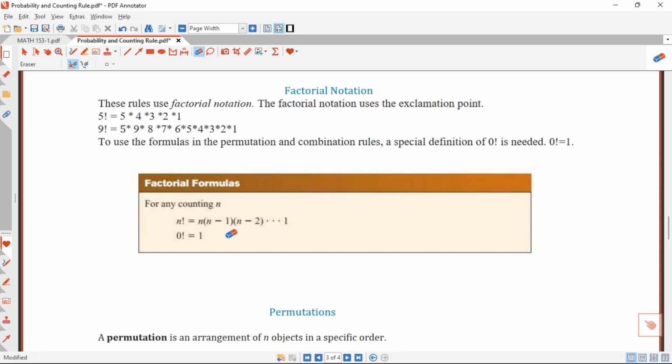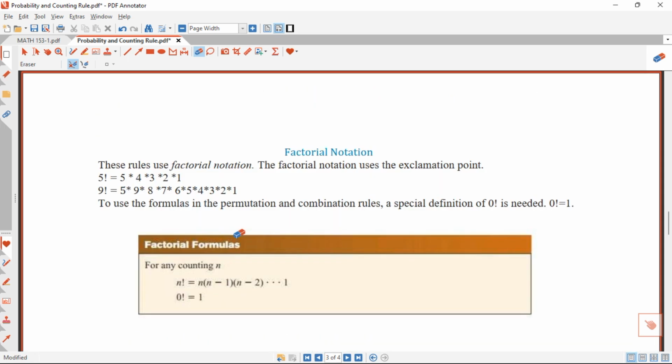So let's continue. We are done with the fundamental counting rule. We are going to the permutation and then the combination rule. For us to really understand and appreciate them, we have to understand what is termed factorial notation. So we are going to discuss the formula for the factorial notation.